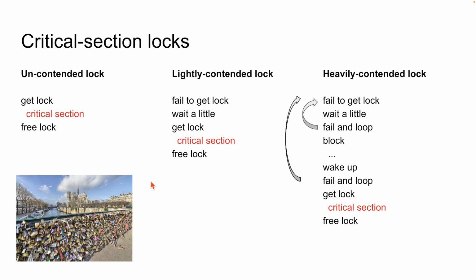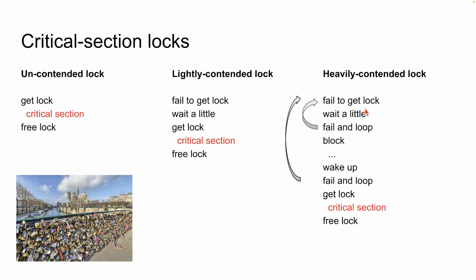So here's a quick overview of an uncontended lock on the left. You get the lock, go into the critical section, free the lock, you're done. For a lightly contended lock, one process may try to get the lock and fail to get it, wait a little while, try to get it again, get the lock the second time, do the critical section, and leave. When you have a heavily contended lock, there can be multiple processes that fail to get the lock, wait a little while, fail, and loop.